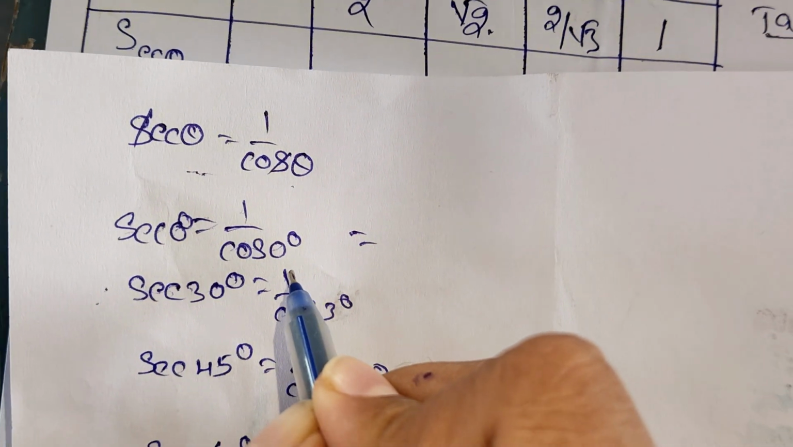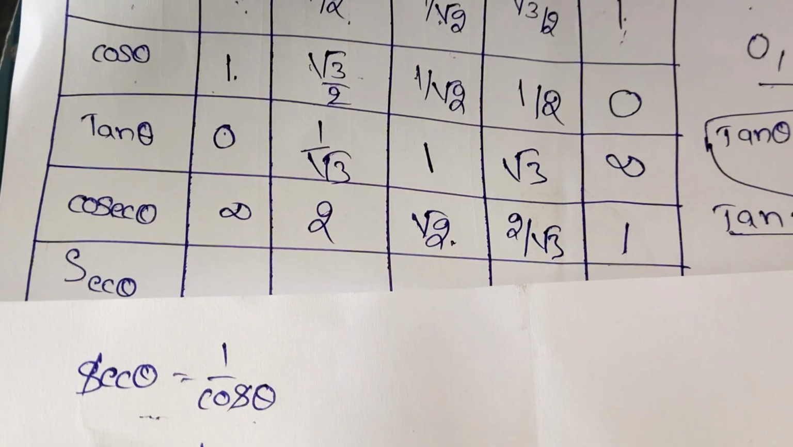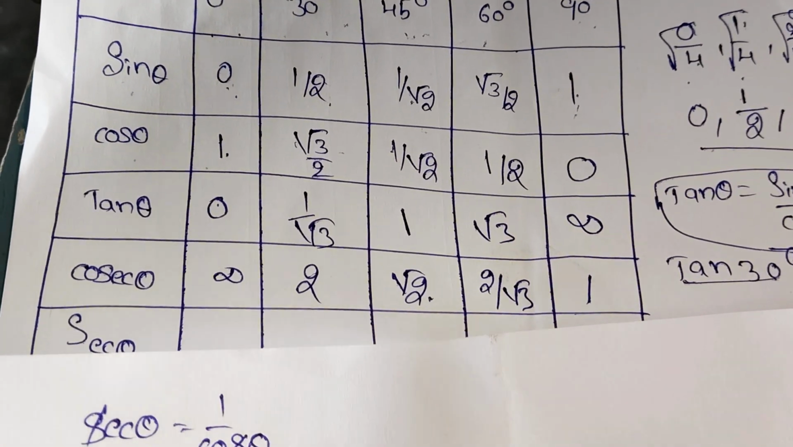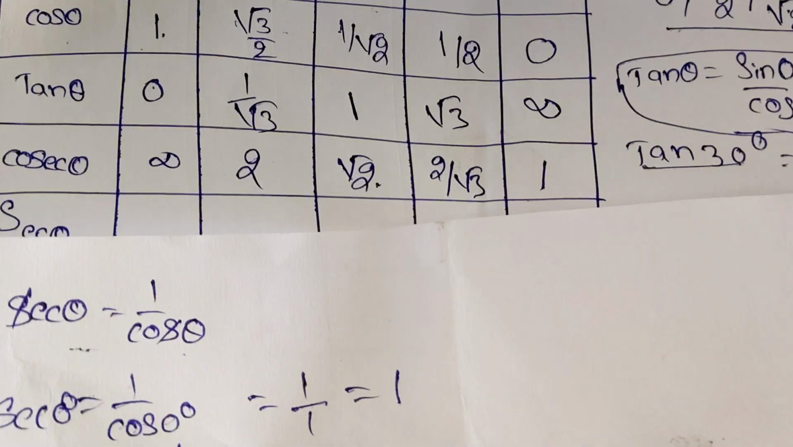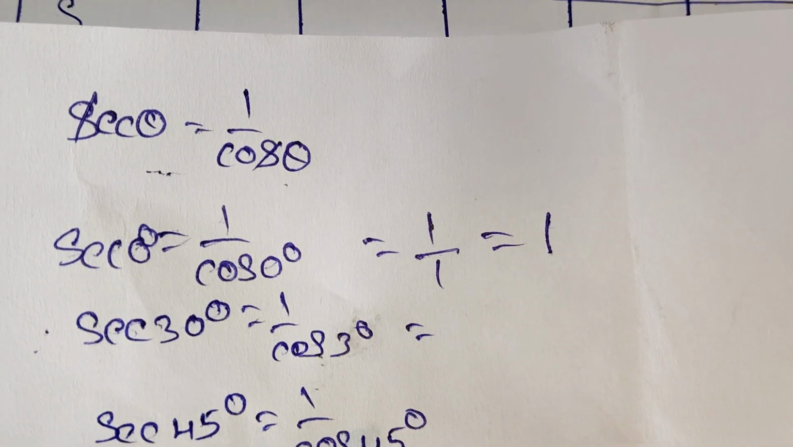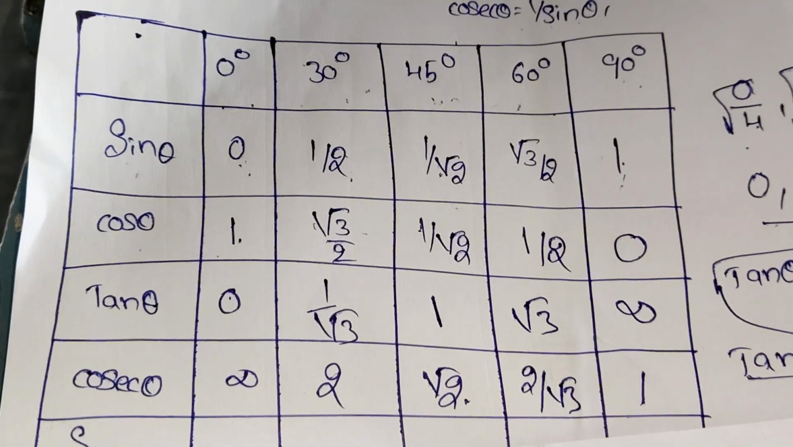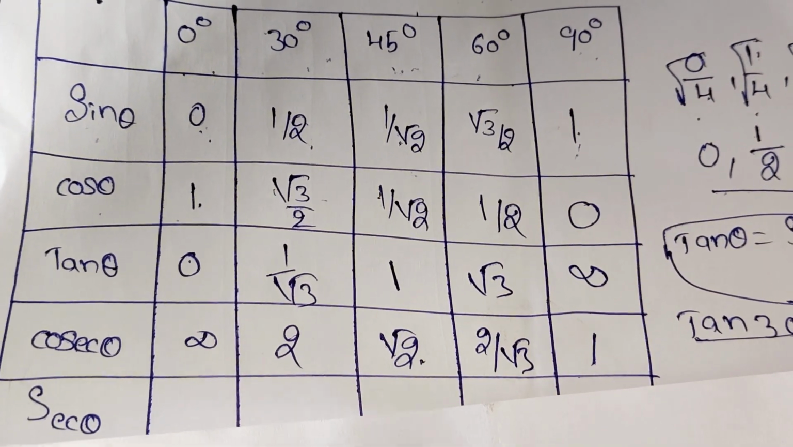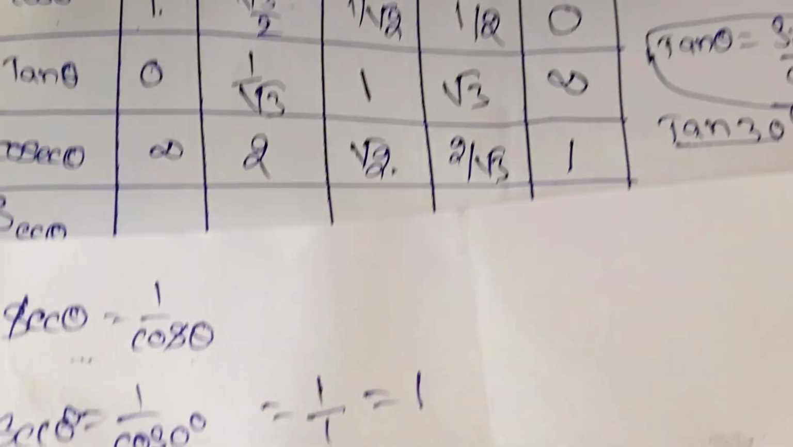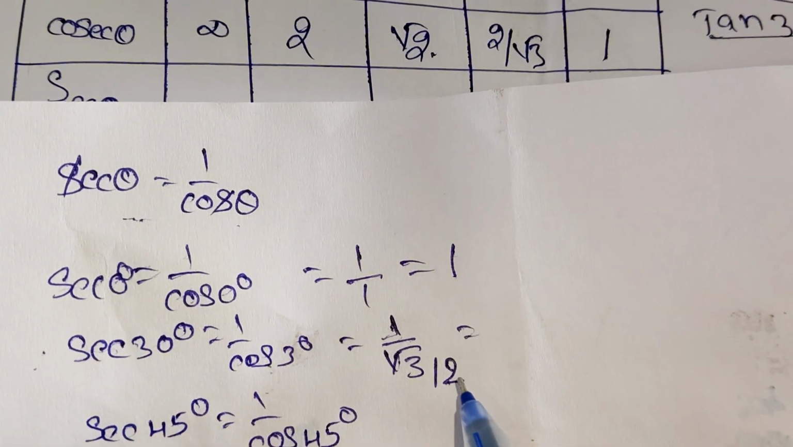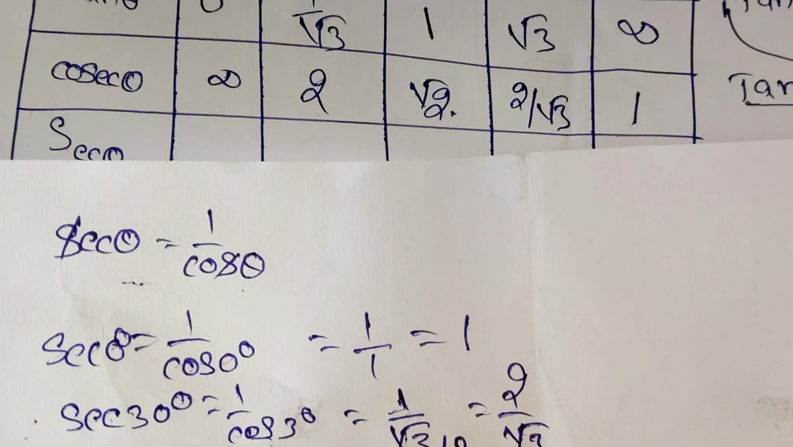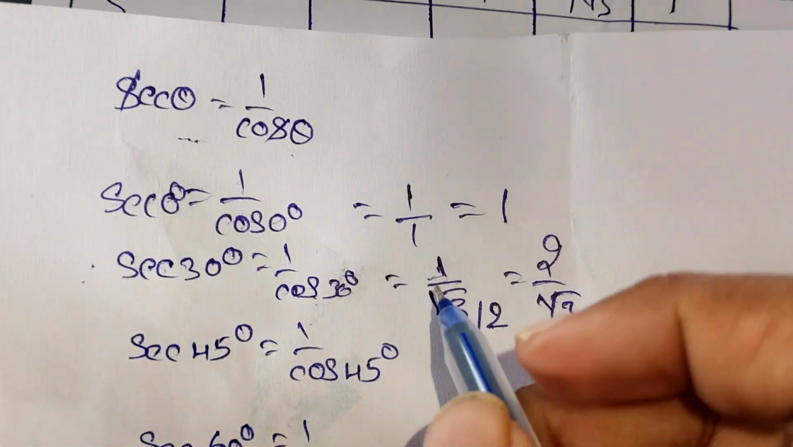Now write the original values. Secant 0 degrees equal to 1 by cos 0 degrees. Here cos 0 degrees equal to 1, so 1 by 1 equals 1. And also secant 30 degrees equal to, here what is the value of cos 30 degrees? Root 3 by 2. So 1 by root 3 by 2 becomes 2 by root 3.